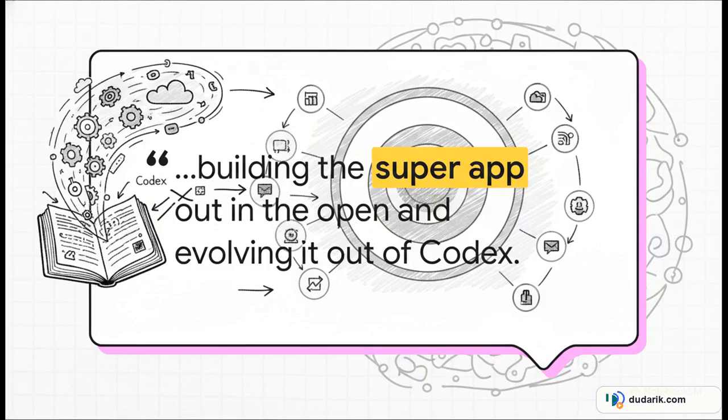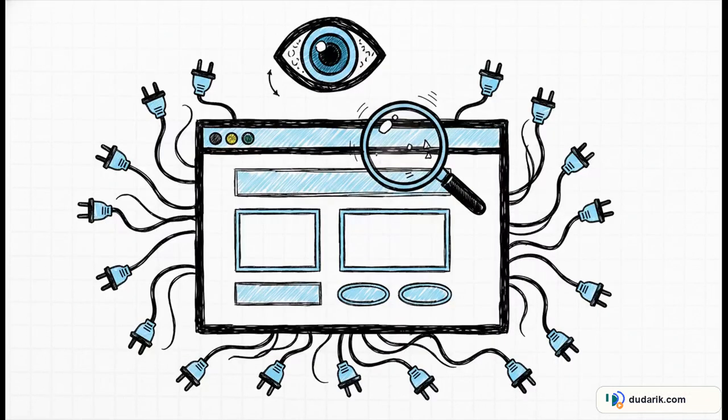This completely reveals OpenAI's overarching strategy. Codex isn't just a coding tool anymore. It's the foundation of a universal, agentic super app designed to handle all of your digital workflows. To support this super app vision, the recent update included 90 new plugins, vastly expanding what Codex connects to.